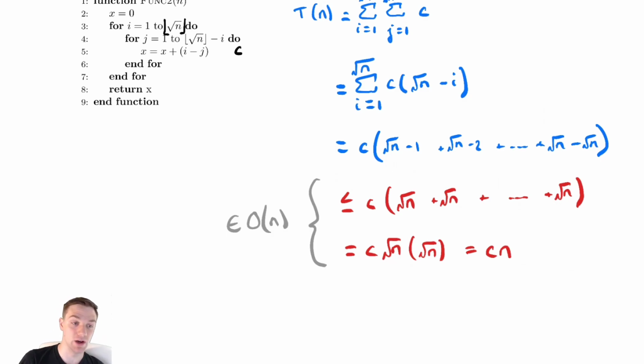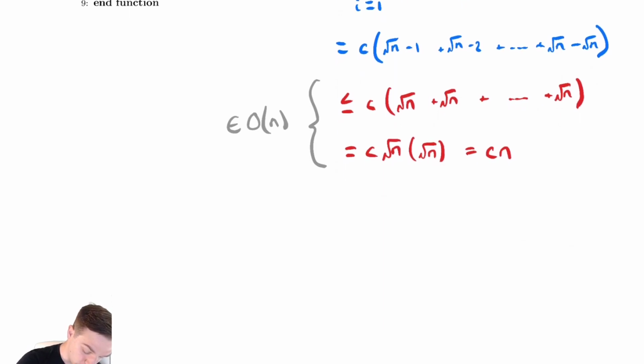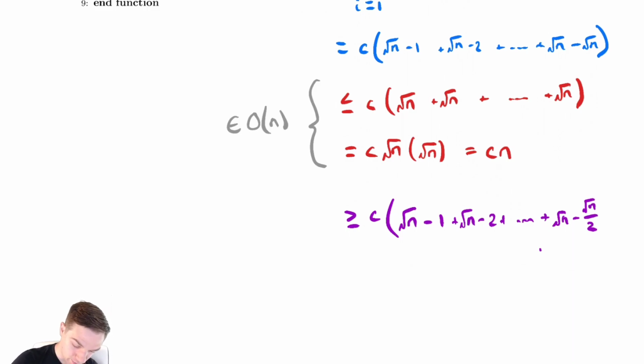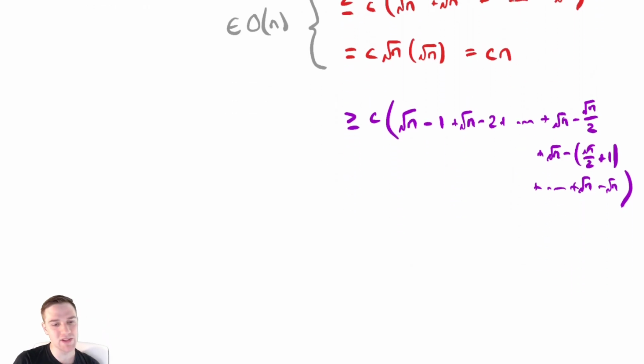Now we're going to bound this below. In order to bound this below, we're going to need to split it in half like we did before. So let's do that. We'll do that here in purple. We start with radical n minus 1, then radical n minus 2, then down until radical n minus the top bound, radical n, divided by 2, plus radical n minus radical n over 2 plus 1, plus all the way down until radical n minus radical n. And those last terms I wrote kind of messily because they aren't really going to matter. We're going to throw them away.